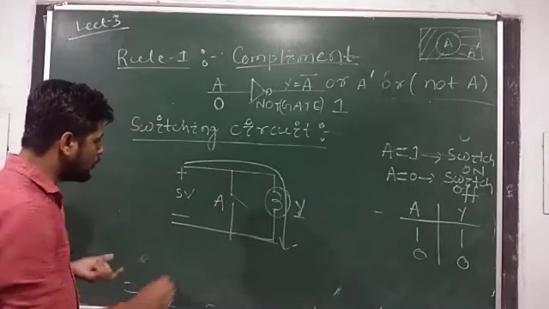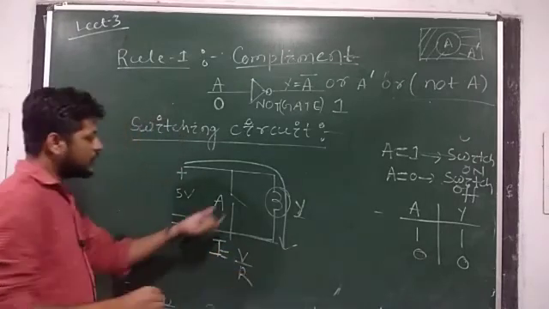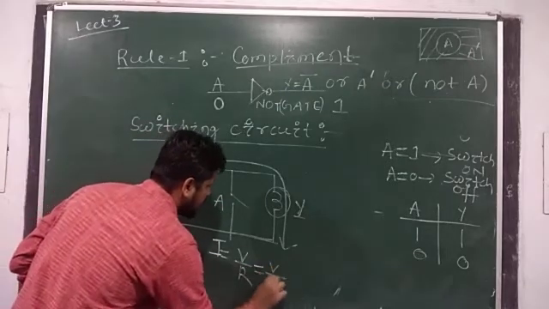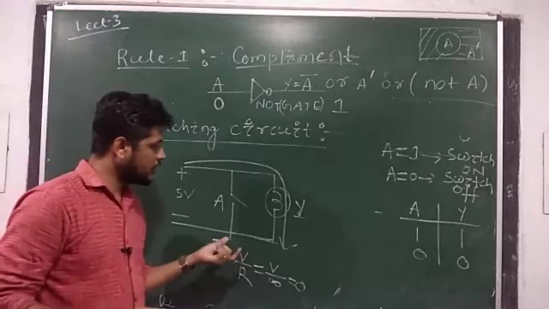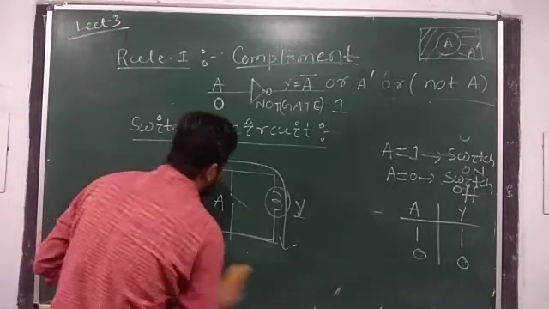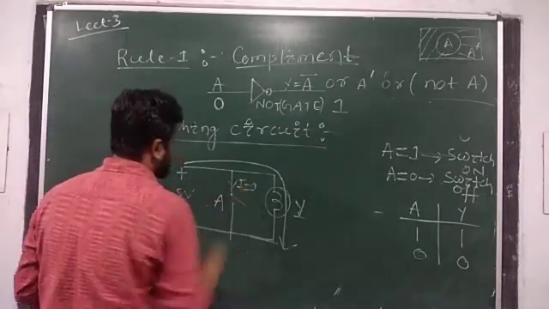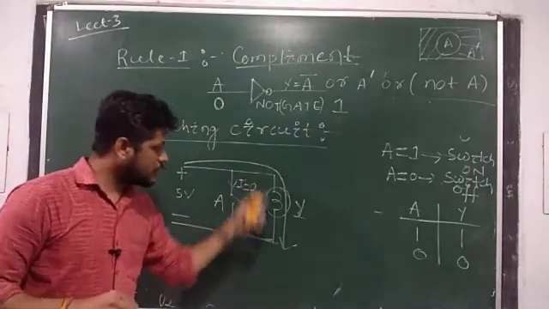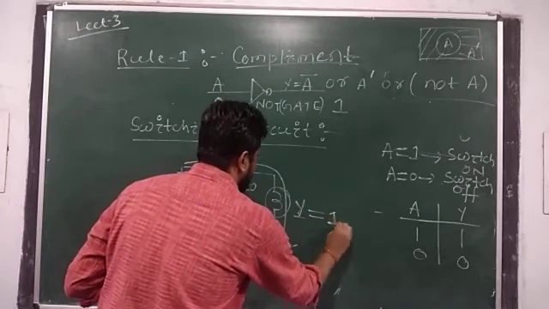For that case we know that the current I is equal to V by R. In open circuit condition, the value of R is equal to infinity, that is V by infinity, which is equal to 0. You have already studied about this in your basic electrical circuit. So open circuit condition, hence the current flowing through this branch is 0, and all the current will be flowing through this bulb only, and we are getting Y is equal to 1.